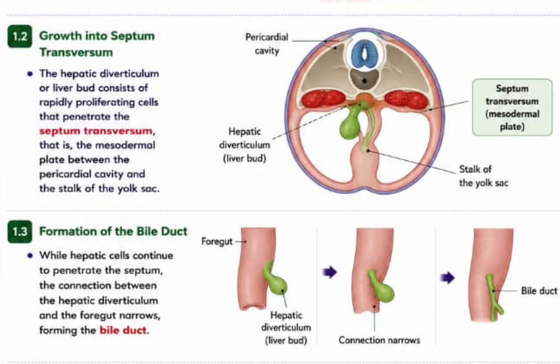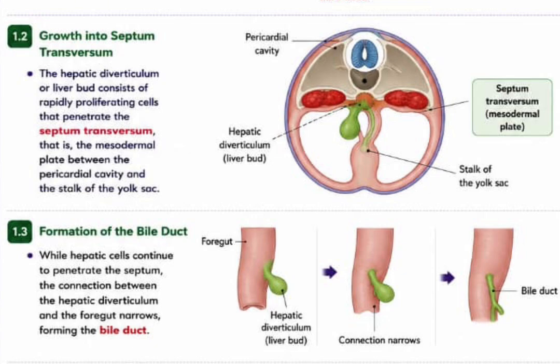You get that? Remember, the outgrowth of the junction between the foregut and the midgut becomes the hepatic diverticulum. I'm repeating it over and over again so it will sink in. The cells of this outgrowth begin to penetrate the septum transversum, and the septum transversum separates the pericardial cavity from the stalk of the yolk sac. As the cells continue to elongate into the septum transversum, the connection between the hepatic diverticulum and the narrowed part of the foregut becomes the bile duct. Are you getting now? The bile duct, don't forget.